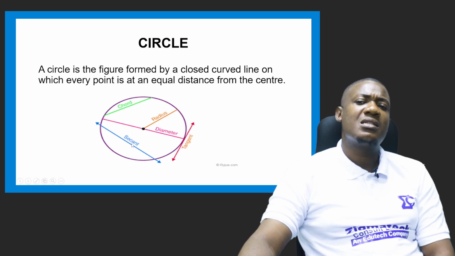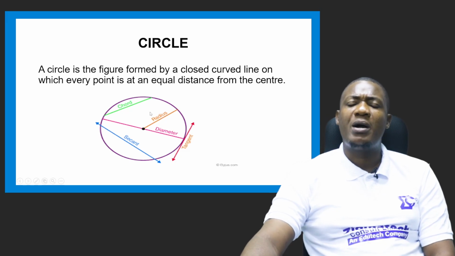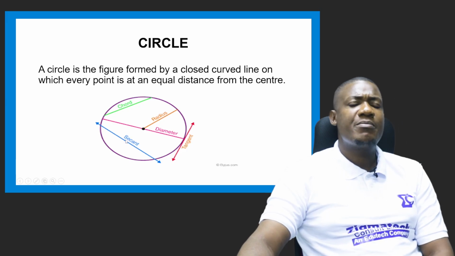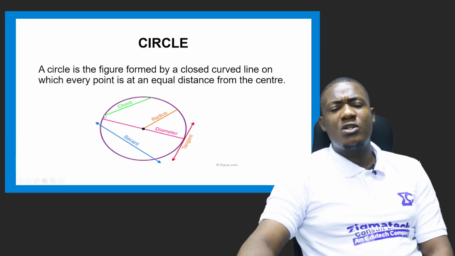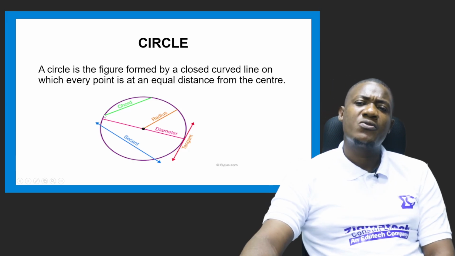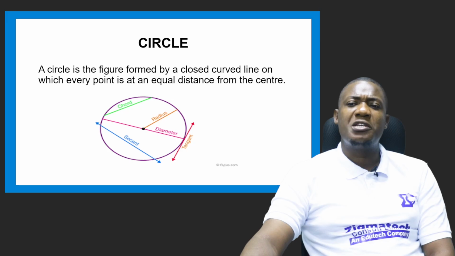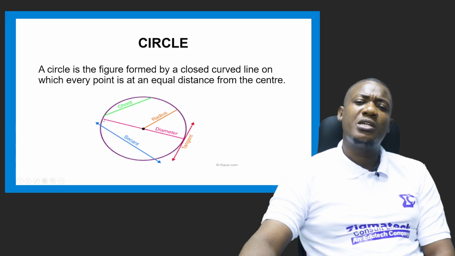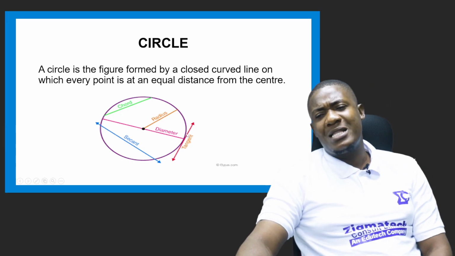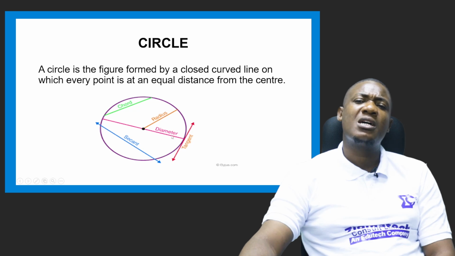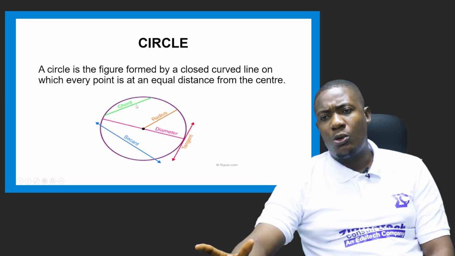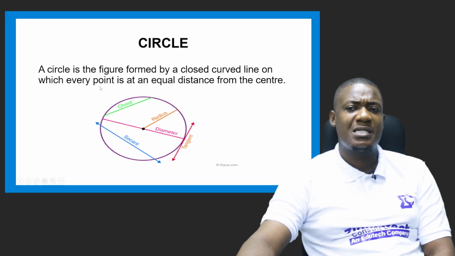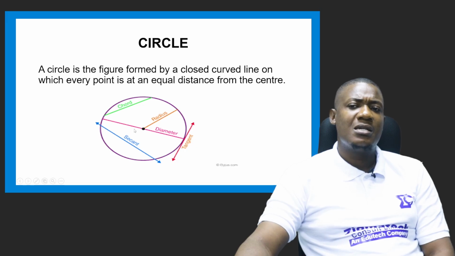A diameter divides a circle into two equal parts, and we call one part a semicircle and the other part a semicircle. Now, we also have another line here that runs from a point on the circumference to another point, but this time it's not dividing the circle into two equal parts, or you can say it does not run through the center of the circle, and we'll call such a line a chord. A chord divides a circle into major segments and minor segments.